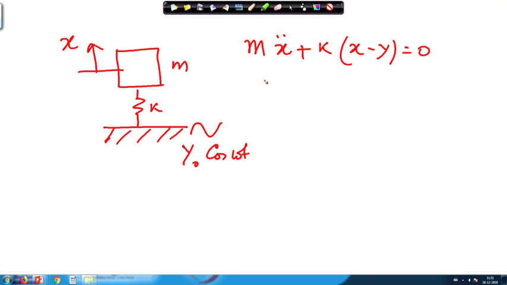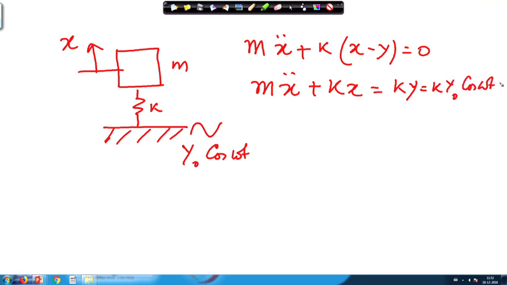So, in this situation you will get again the same thing: m x double dot plus k x equal to k y, which is equal to k y naught cosine omega t. In that case, for the steady state response, once again you can find that x is equal to y naught divided by 1 minus r square, times cosine omega t.